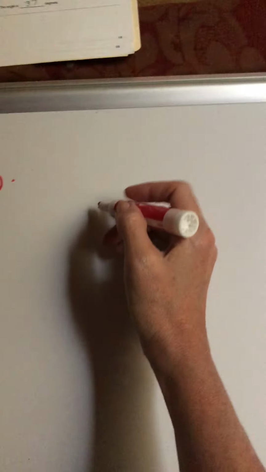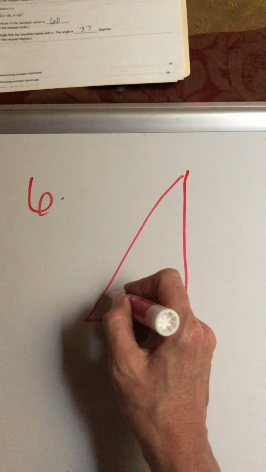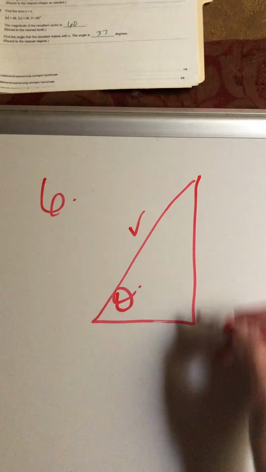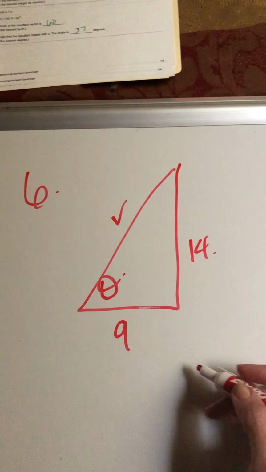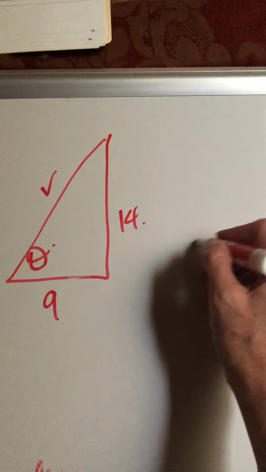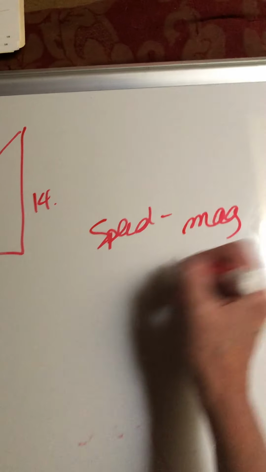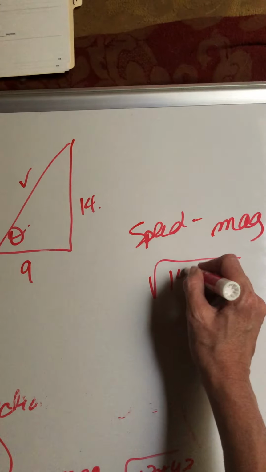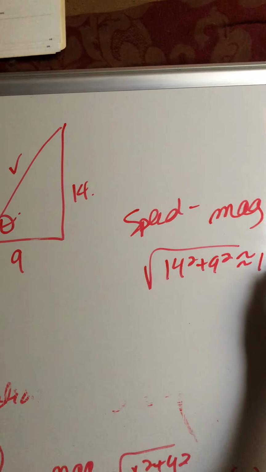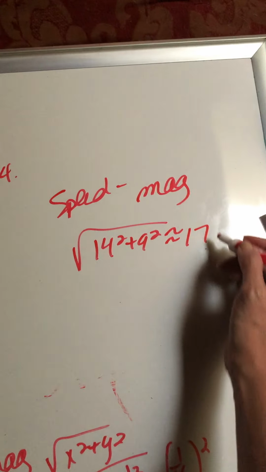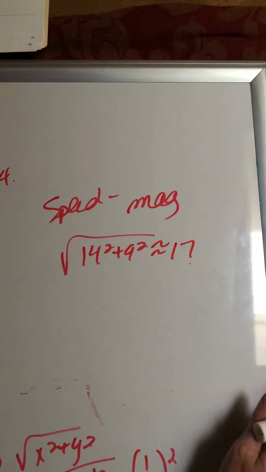Okay, then on number 6, you've got this where this is theta right here and this is V, and this is 9 and this is 14. So you're wanting the speed, which is your magnitude. Speed is the same as magnitude. I'm just going to put mag. So it's the square root of 14 squared plus 9 squared. You get about 16.64 and you have to round it to the nearest whole number. So there's your magnitude.